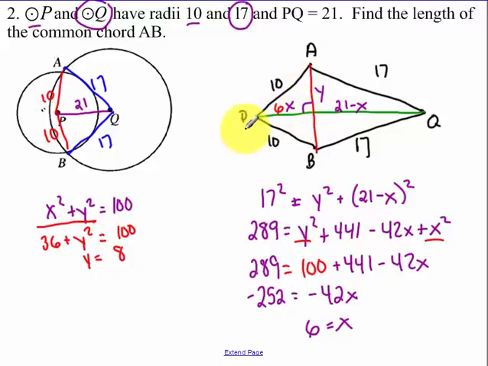Or you could have recognized that it's a version of a 3, 4, 5 triangle. And so that means Y, part of our diagonal, or part of AB, is 8. The other part is also 8, because remember in a kite, one of the diagonals bisects the other one. So segment AB is 16 units long.